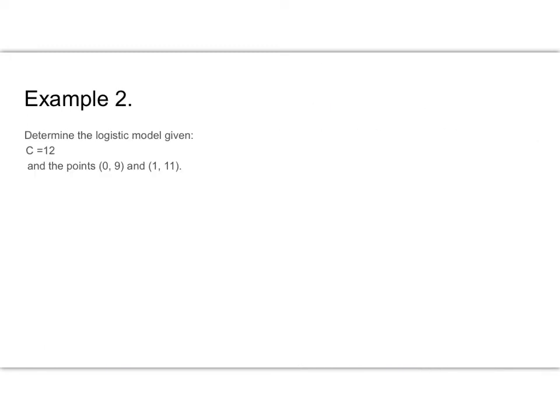All right, example 2. So here I don't have a word problem. I just know that C is equal to 12 here, and that I have 2, 0.9 and 1, 1. Going to go and get my model, my parent function. All right, I know that C is 12, so I can go ahead and plug that in. That should be first, C. CAB, like cab.